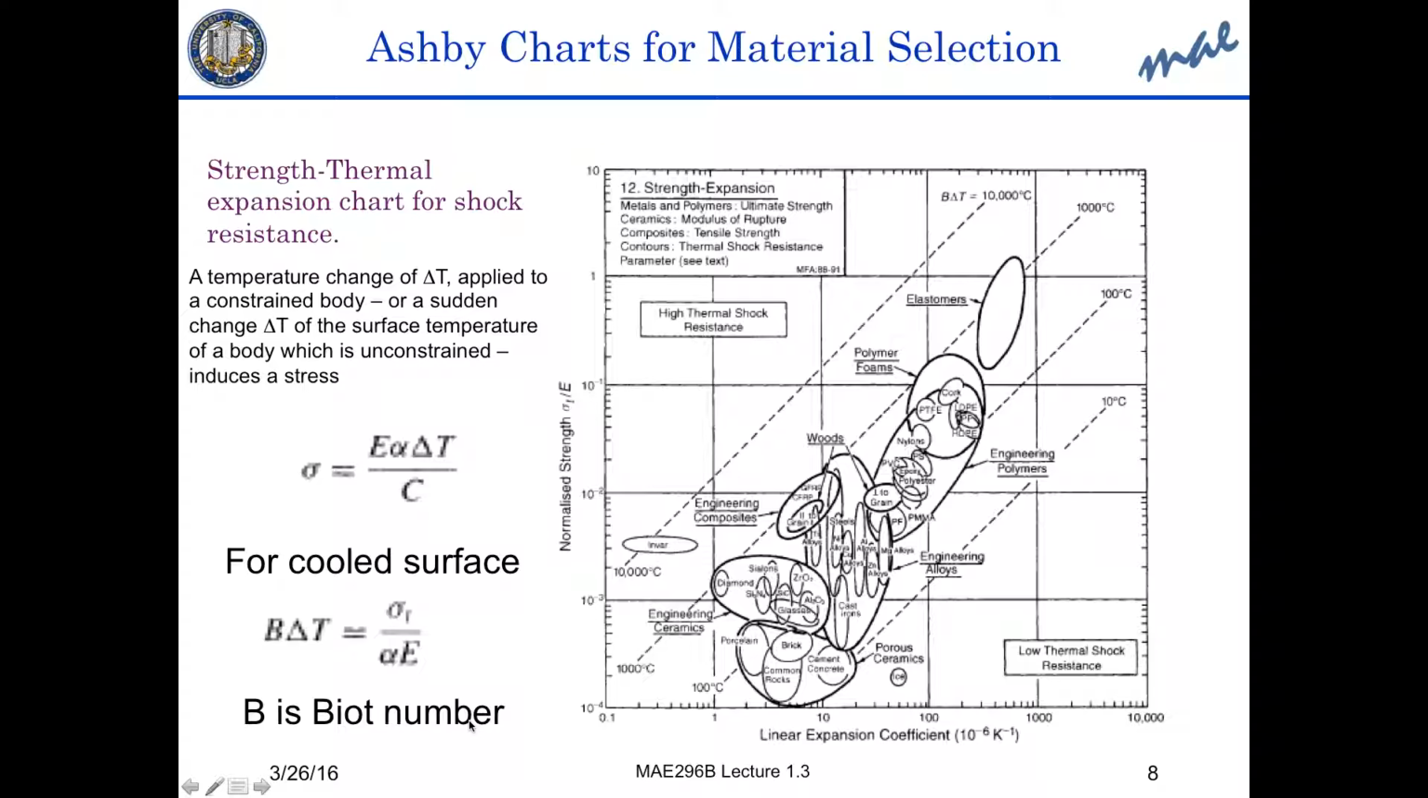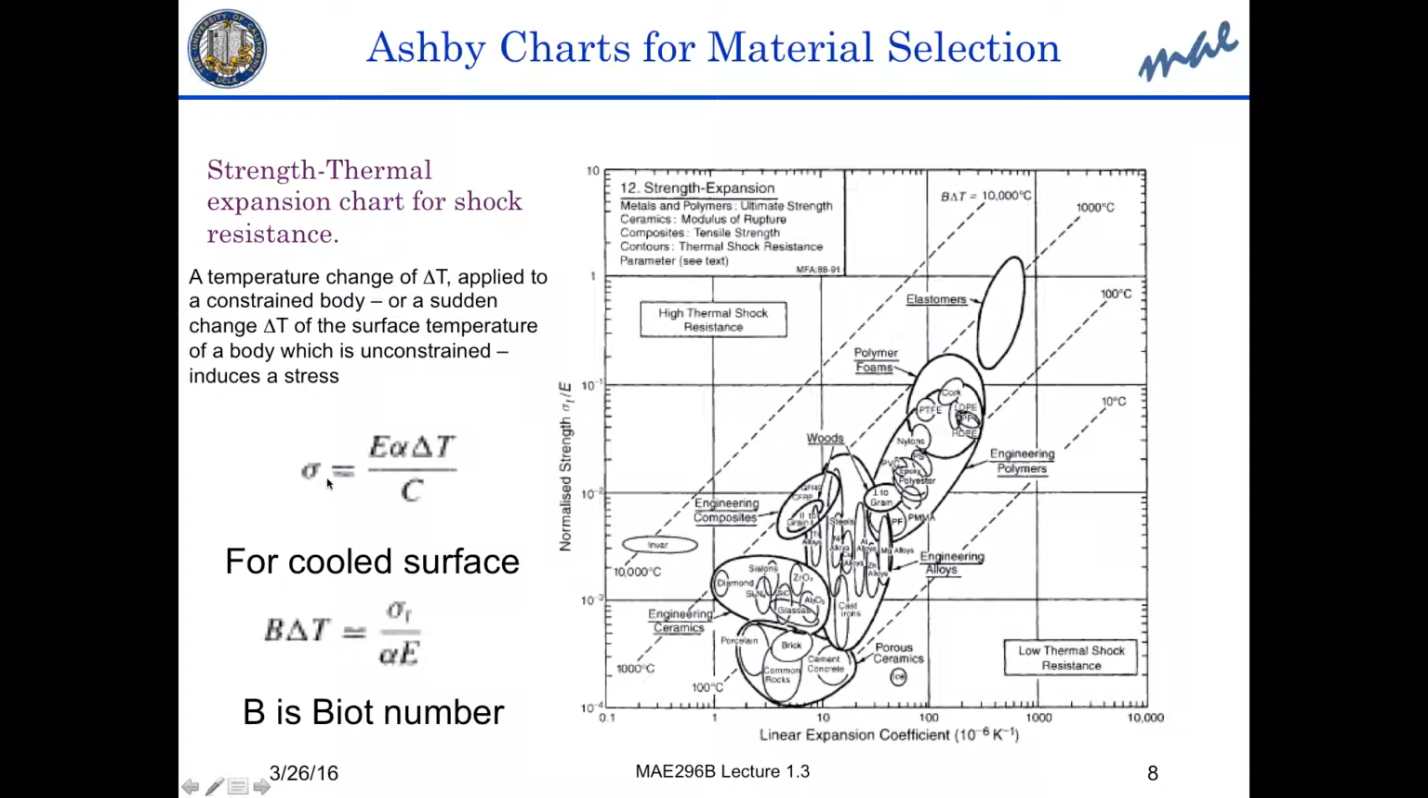So if we have very high conduction, the Biot number will be small and it will be tolerant to thermal shock. Because B is small, then you can take a higher delta T. If the Biot number is large, then you're limited to the delta T that can cause fracture.